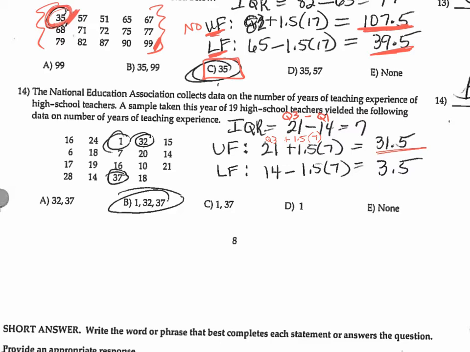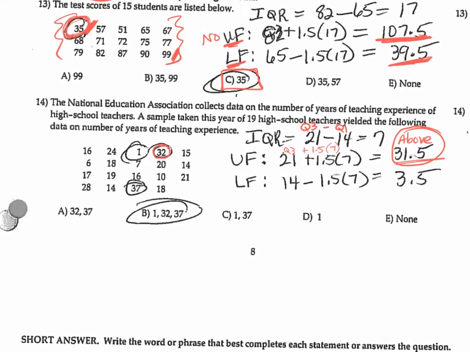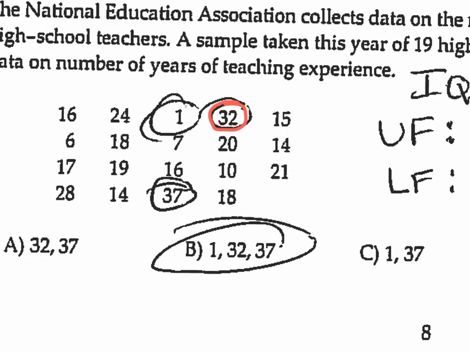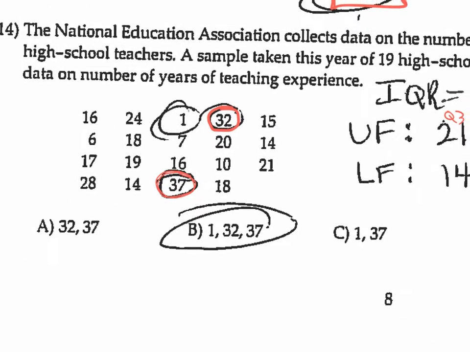So I am thinking in my brain, are there any numbers above 31.5? Any numbers above 31.5? So I'm looking. Oh, 32 is above 31.5. I'm looking through these numbers, and lo and behold, 37 is also above 31.5. So there's 2 of them.